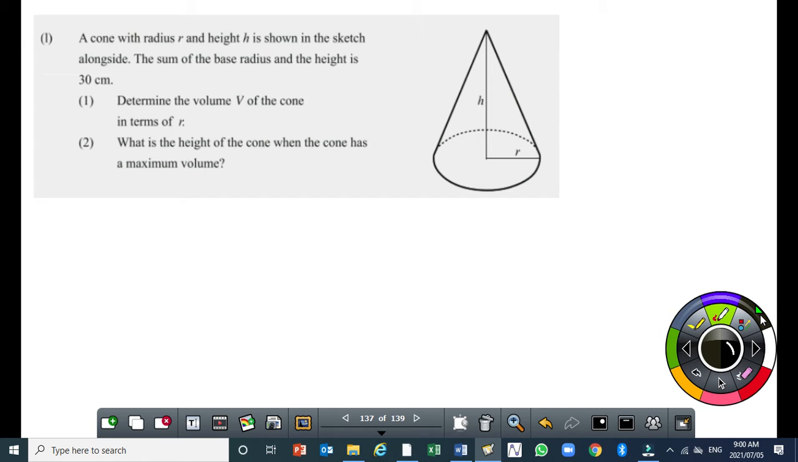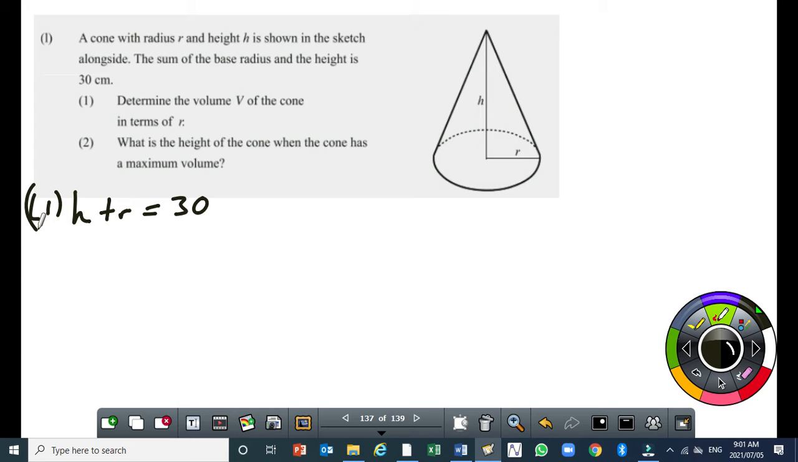On application, and usually you have a shape like that. So this question says a cone with a radius r and a height h is shown in the sketch alongside. The sum of the base radius and the height is 30 centimeters. So if you add h plus r, you get 30. That's what it is. So that's L1.